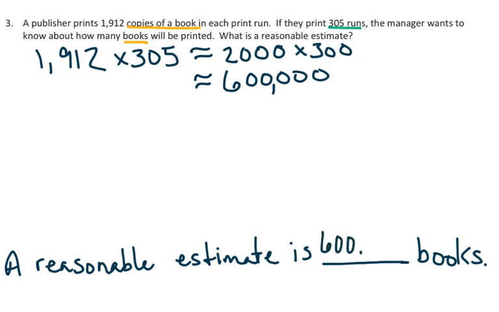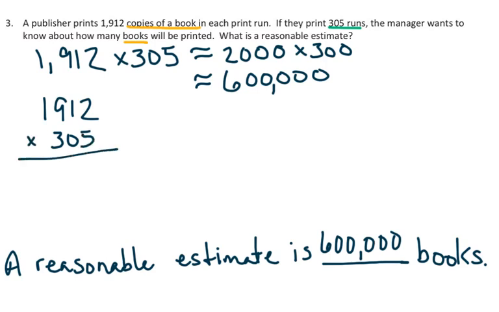I am going to take this a step further, and I'm going to find exactly how many books will be printed. So I'm multiplying 1,912 by 305. So my question's already answered, but I'm going to go ahead and do the math for this anyway. It's just some extra practice, not a big deal.